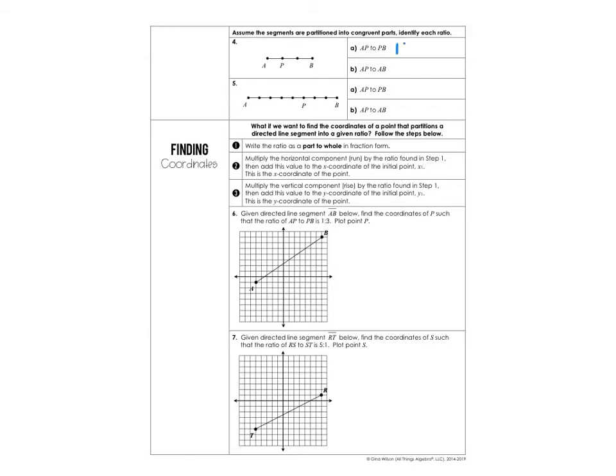we have 1 to 2. On the second part here, it would be 1 to 3 because it's part to whole. On number 5, AP is 5 and PB is 3. And so then part to whole would be 5 to 8.